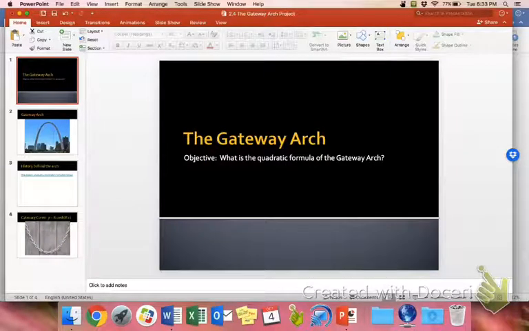The Gateway Arch. In this project, we will be finding the equation of the Gateway Arch in St. Louis, Missouri. After that, you will find another quadratic curve in nature or another arch type thing and write the equation of that on your own.